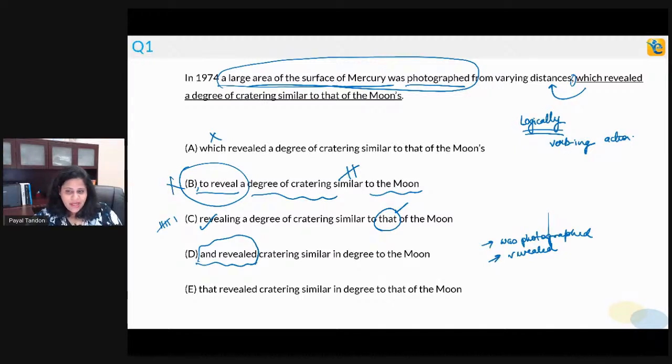Now, there is no intention here. The thing is that these two actions are independent. A large area was photographed, a large area revealed cratering similar in degree to the moon. So there's no linkage between the two actions, and that's why choice D is wrong. Another reason why choice D is wrong is, again, there is an incorrect comparison over here. This is not parallel. That "revealed cratering" is wrong here for the same reason as choice A.